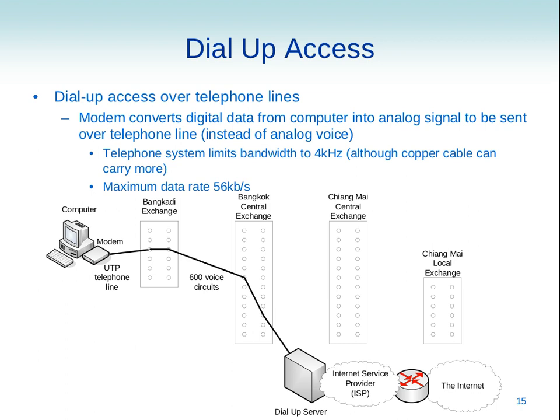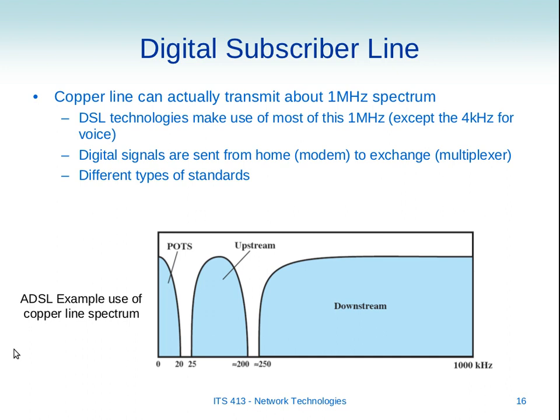How do we improve upon that? Digital subscriber line, which is more commonly used today for home internet access, DSL, uses the same copper telephone line, uses the same transmission medium, but in fact makes use of a different portion of the spectrum on that telephone line.